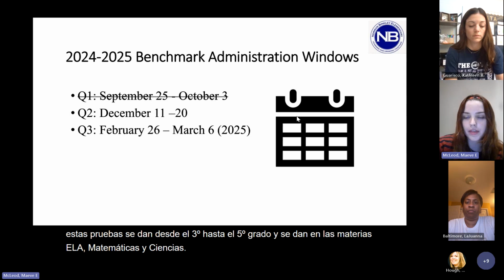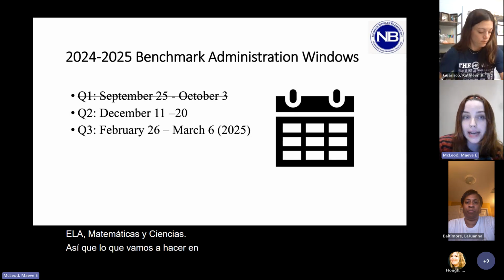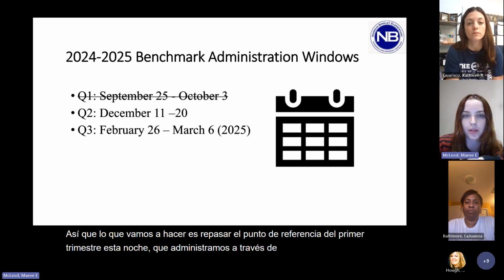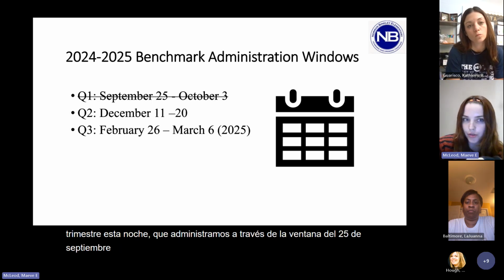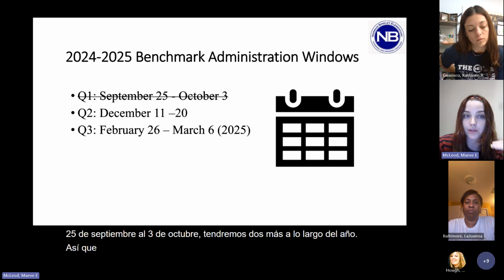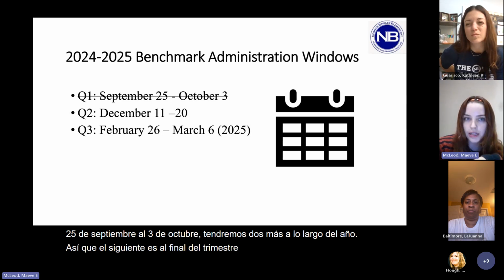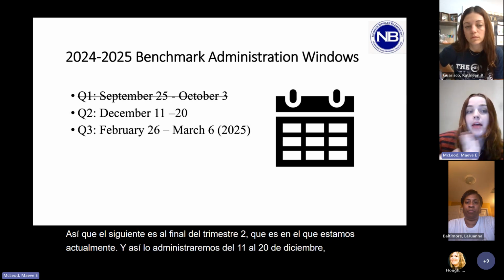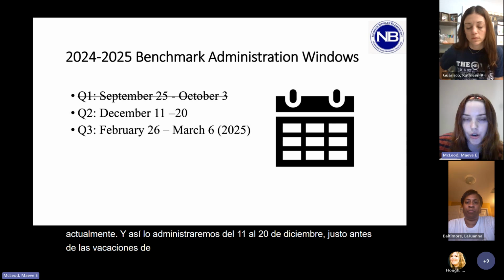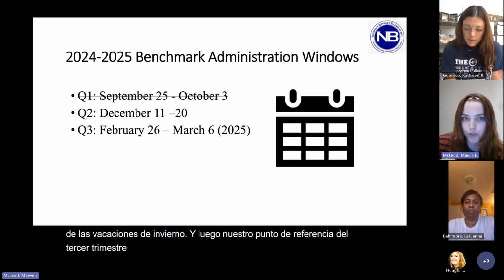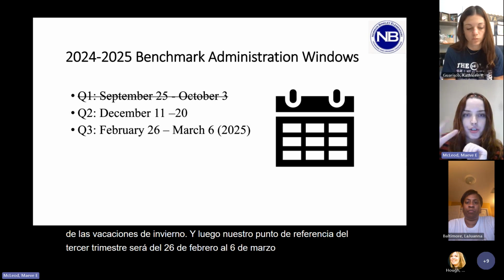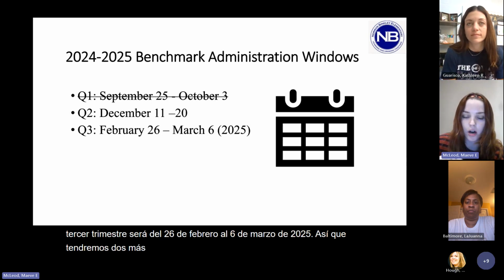So we are going over the quarter one benchmark tonight, which we administered through the window September 25th through October 3rd. We will have two more throughout the year. So the next one is at the end of quarter two, which is what we are currently in. And so we will administer that from December 11th to the 20th, so right before winter break. And then our quarter three benchmark is going to be February 26th to March 6th of 2025. So we will have two more of these to go over before TN Ready.